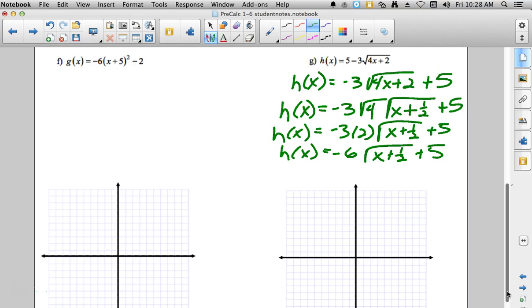Now I know you guys could describe all the transformations there, because this would be in the right order. So we'd say we got to go 1/2 to the left, then we've got a vertical stretch factor of 6 and a reflection over the x-axis, and then we're going to go up 5. And there it is. All right.